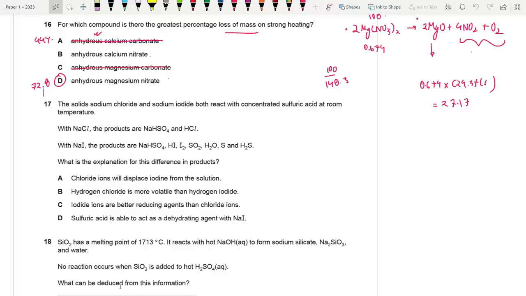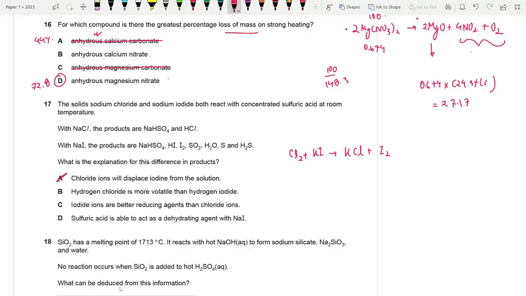Okay, so chloride ions will displace iodine from solution. Here's the thing: chlorine is a stronger oxidizing agent than iodine. As a result, if you react chlorine with something like potassium iodide, it's going to turn into KCl plus I2. This is the logic. This is possible. But on the other hand, iodide is a stronger reducing agent than chloride. So, iodide can reduce chlorine, but chloride cannot reduce iodine. Understood? So, A is wrong.